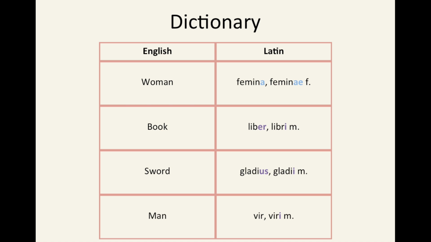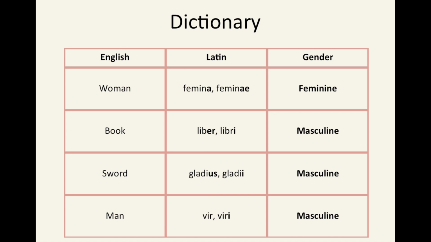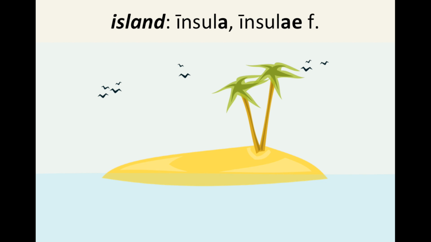I'm going to group the entries by gender, masculine or feminine, and introduce a third column to the table. Voila! As you can see, for all the examples, nouns whose second form, that is to say, the second word that we're given in the dictionary entry, ends in I, are masculine, and nouns whose second form ends in AE are feminine. Let's learn some new vocabulary so we can expand our dictionary.